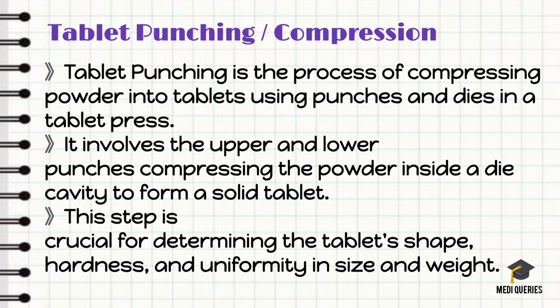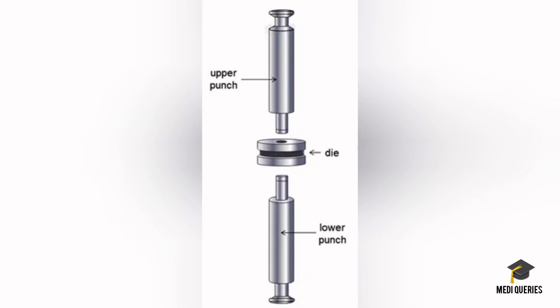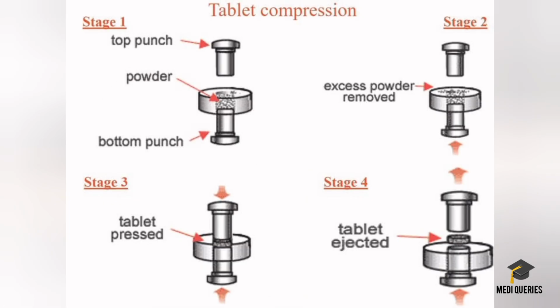So the basic principle of tablet punching: tablet punching works on the principle of compression between two punches inside a die. A die cavity is filled with a specific volume of the powder or granules. Then the upper punch descends to compress the powder while the lower punch provides support here. Together they apply force that transforms the loose materials into a compact tablet here.